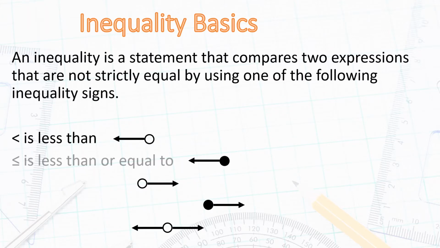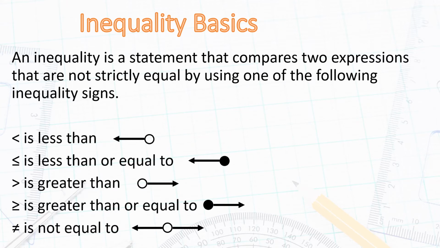All right, so basics of inequalities. An inequality is a statement that compares two expressions that are not equal, or they don't have to be equal. One is usually bigger than the other sometimes, depending on these symbols. So like less than, they're definitely not equal to each other. Less than or equal to, they could be equal, or they might not be. And then not equal to, they're definitely not equal.